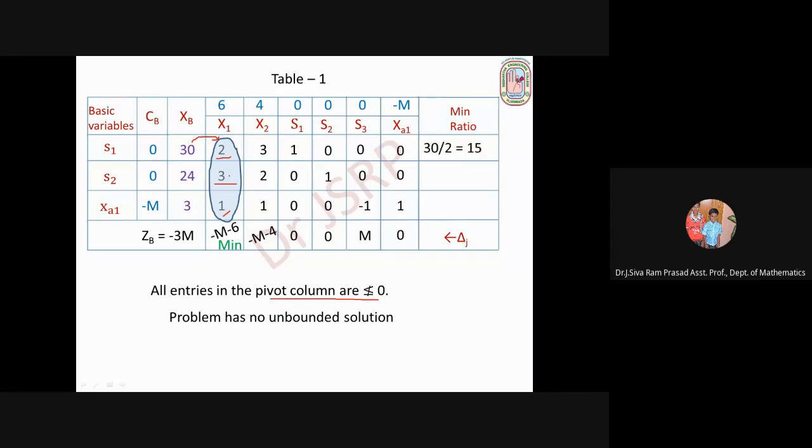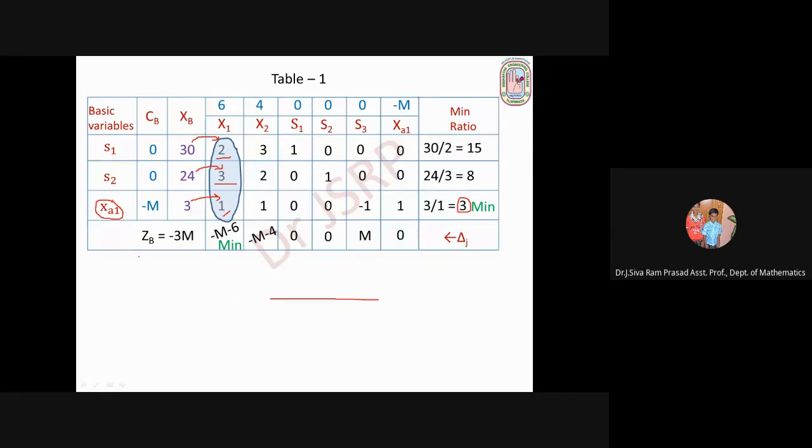Next, this is also a positive value, so take the ratio with the corresponding solution. This is 24/3, that is 8. This is also a positive value, so take the ratio with the corresponding solution. So 3/1, that is 3. Among these ratios, take the minimum value. So this is the minimum value, and the corresponding variable xa1 is the leaving basic variable. That is the minimum ratio test.